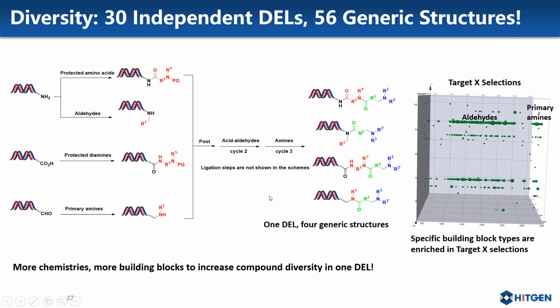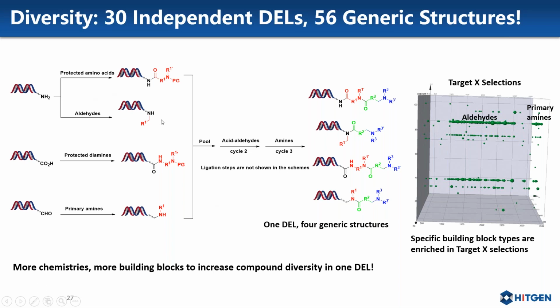The last one is what we call diversity. Although we just mentioned that there are 30 different independent DELs, in this OpenDEL collection we have more than 30 generic structures. Currently, in total, we have 56 generic structures in the OpenDEL collections. We take one of the OpenDELs as an example.